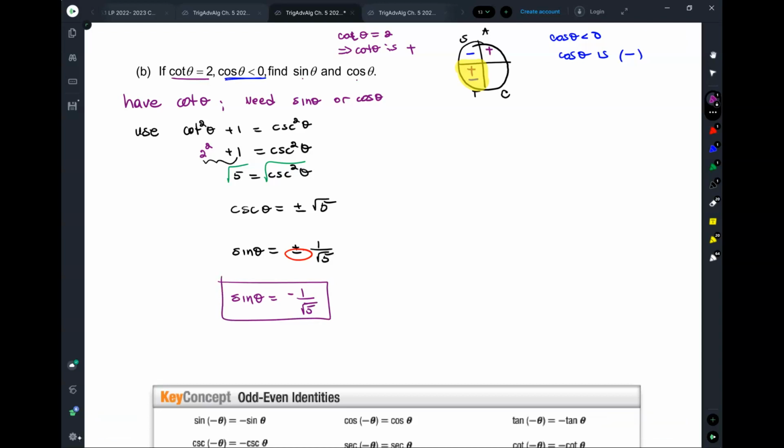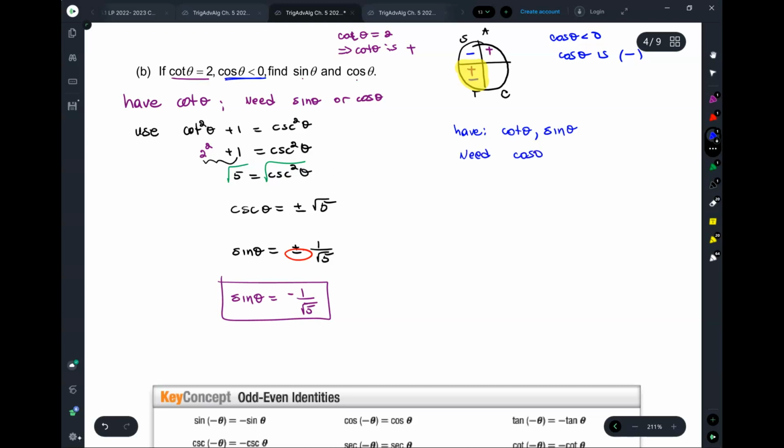Okay, cool. Now we have to find cosine. Okay, so make a list again of what you have, what you need. Okay, so what do I have? I have cotangent, and I have sine. I need cosine. Okay, remember when we were doing the law of cosines and then the law of sines? Whenever we had to use law of cosines, we only used it once, and then after that we could use law of sines to continue. It's kind of the same thing. When you use a Pythagorean identity, to continue, you can really use one of the other ones.